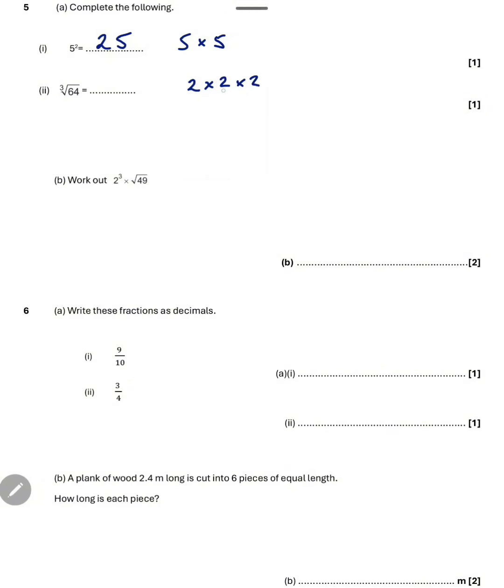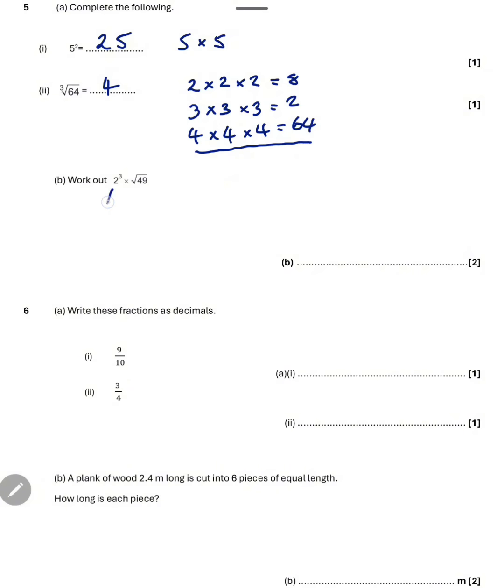2 times 2, 2 2s are 4, times 2 again is 8. We can do 3 times 3, that's 9. Times 3 again is 27. 4 times 4 is 16. Times 4 again is 64. There's your answer. That comes out at 64. So the cube root of 64 is 4.